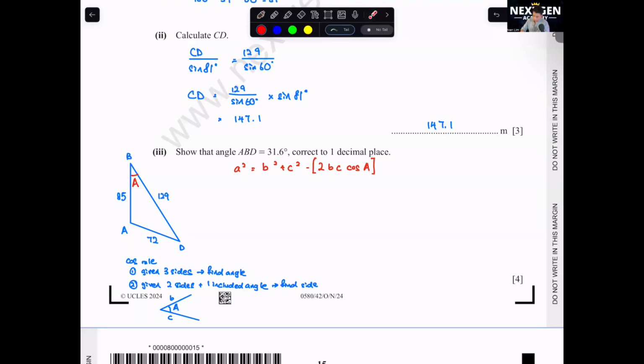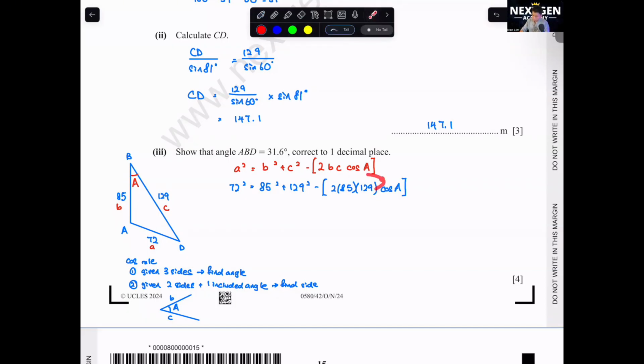We first have to determine which one is the small a. Small a will be the one that is directly opposite to the angle that we want to find. So this is A, this is B, this is C, according to my formula. You all follow this? So here, we've now put in the values: 72 square equals 85 square plus 129 square minus 2 times 85 times 129 cos A. B and C doesn't matter which one you put, up to you.